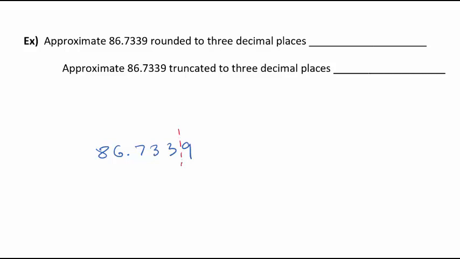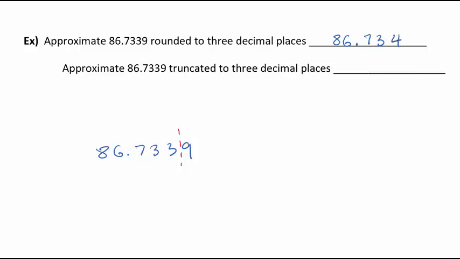If the number on the right hand side of the vertical line is 5 or greater, then we round it up. Otherwise, we drop everything on the right hand side. So this is 9. 9 means it's bigger than or equal to 5. Then the decimal is 86.734. We have to round it up.